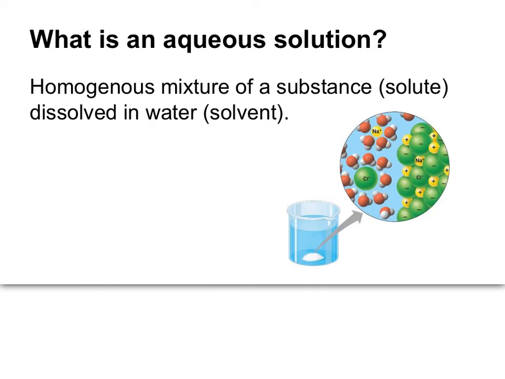Solvents are always the most plentiful substance in the solution, and as noted on the slide, homogeneous mixtures are those where you cannot see the difference between the solute and the solvent.